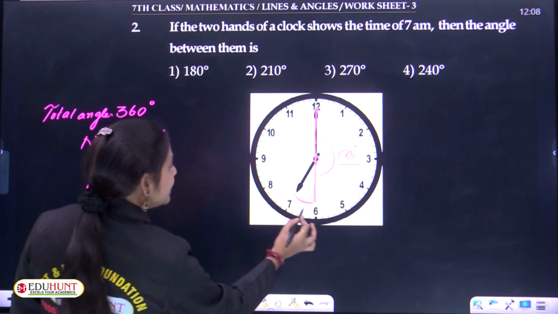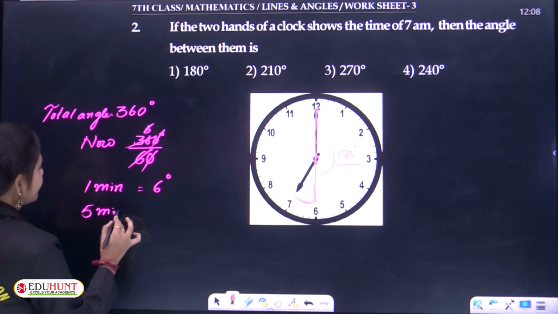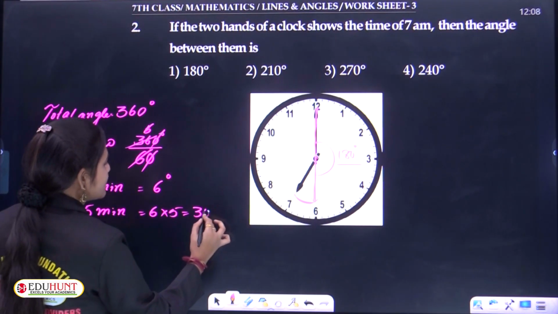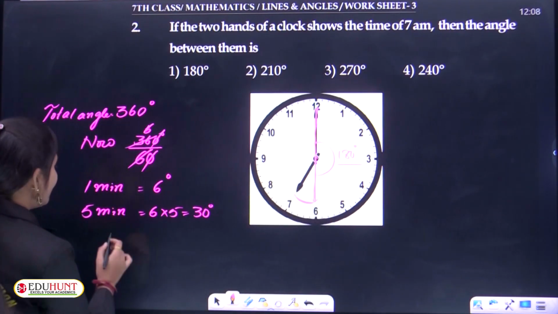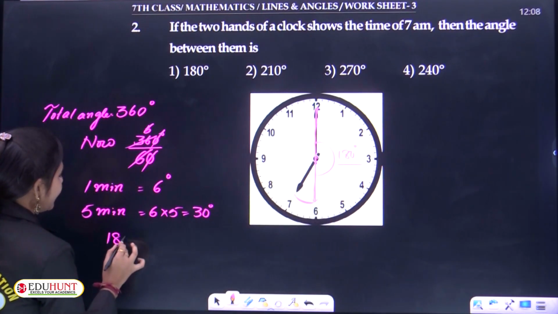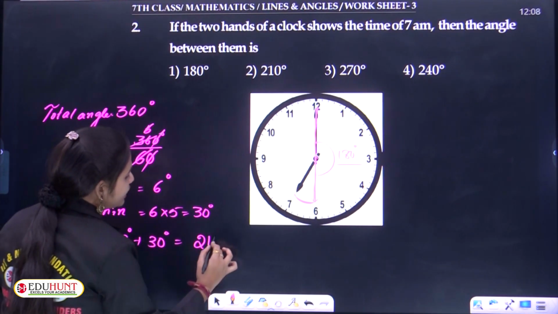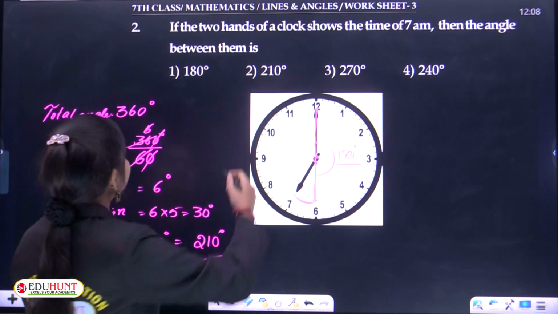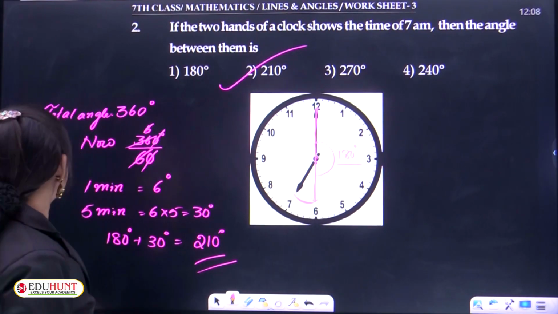Now here how many minutes are there, ma? Here 5 minutes are there. 5 minutes is equal to 6 into 5, which is equals to 30. Already we are having here 180 degrees. Now 180 degrees plus 30 degrees, which is equals to 210 degrees. Which option is correct, ma? Here option 2. Okay, yes.